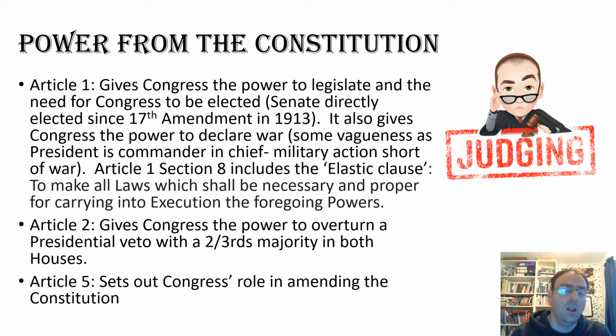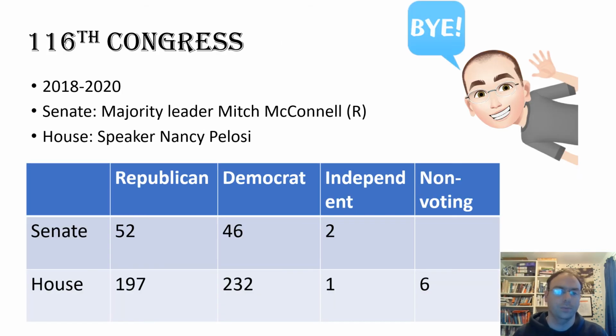Article 2 of the Constitution gives Congress the power to overturn a presidential veto, but to do that they need a 2/3 majority in both houses. Article 5 sets out Congress's role in amending the Constitution, and essentially you need a 2/3 majority in both houses to get a constitutional amendment through. So there are some really important powers given there in the Constitution to Congress.